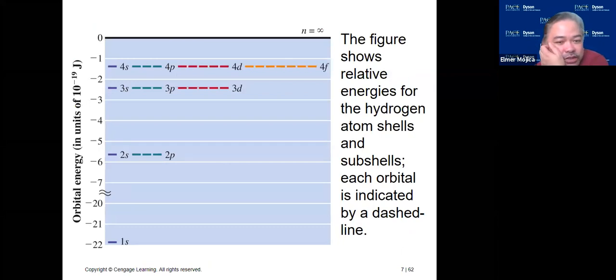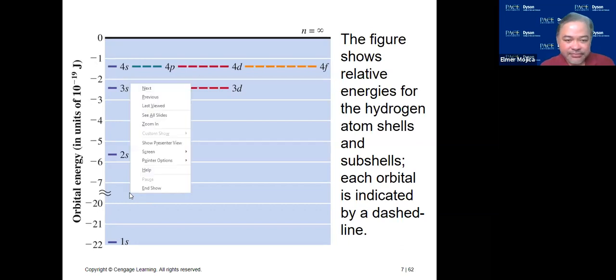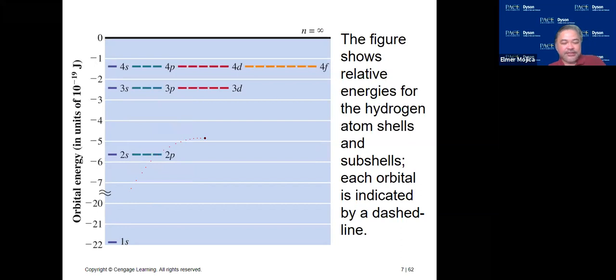So if we're going to look at the energy level of this orbital, this is what we have. As you could see there, depending on the number you have here, a higher energy level. So the 1s, and then you have the 2s, the 2p, and then the 3s, the 3p, the 3d, the 4s, the 4p, 4d, and the 4f. So the figure shows the relative energy for the hydrogen atom shells and subshells.